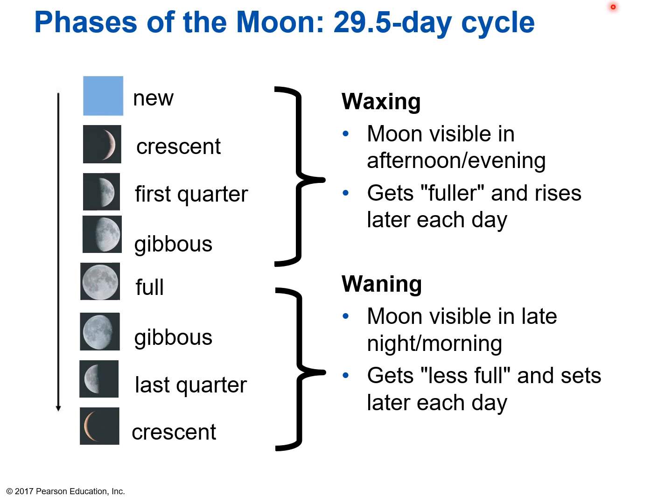So think of it as about a month as it goes from new moon to crescent to first quarter to gibbous, and that's the waxing phase. The moon is visible in the afternoon and evening. It gets fuller and rises later each day. Then after full moon, it's getting smaller and smaller. So the waning phase is the gibbous phase, the last quarter, otherwise known as the third quarter, and the crescent moon. So the moon is visible in late night or morning, and it gets less full and sets later each day.